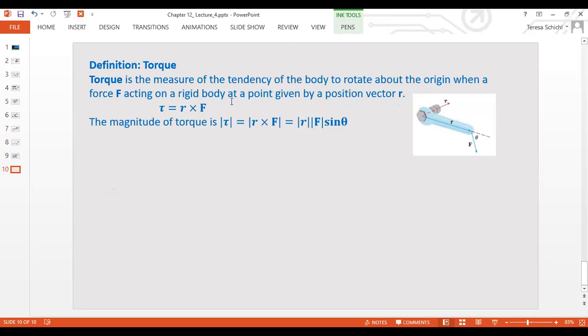So what is the definition of torque? Torque is the measure of the tendency of a body to rotate about the origin when a force F acts on a rigid body at a point.